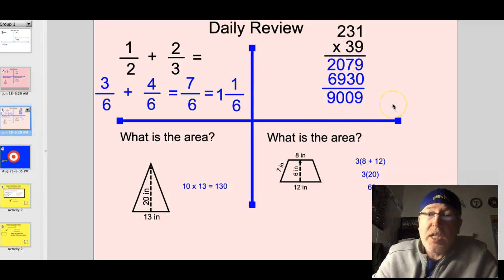Here's a quick look at the 2-digit by 3-digit multiplication. You should have come out with 9,009. Did you remember to put the placeholding 0 here when you multiplied by the 30?